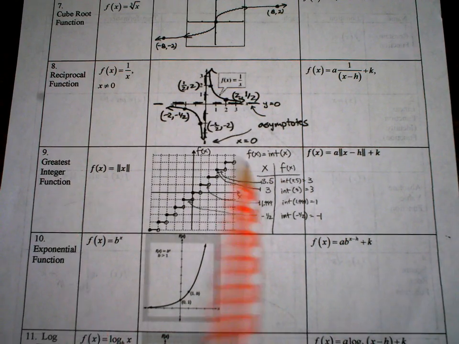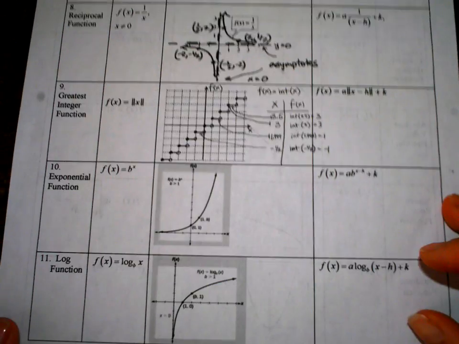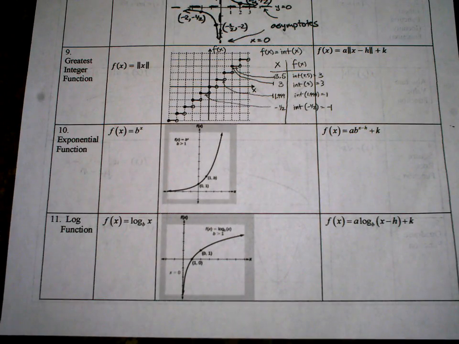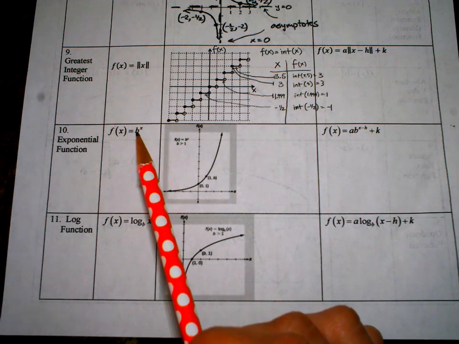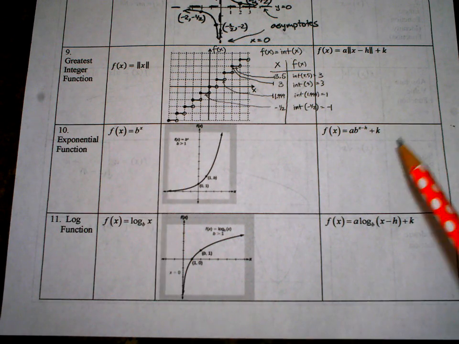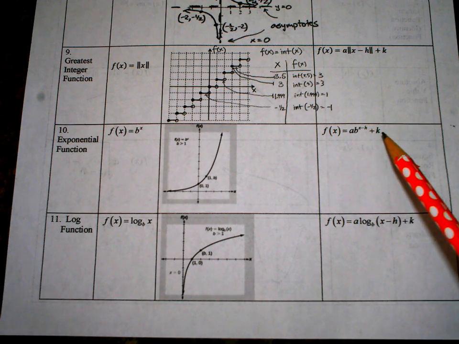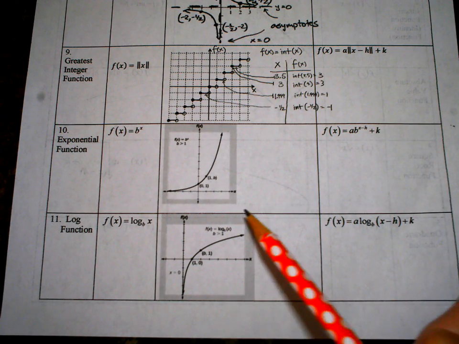With 9, don't need to worry about 9 at all. That's not something that we did this year. Number 10, okay, a variable is my exponent. So here you go with your h and your k and how the shifting would occur. This is the shape of it.